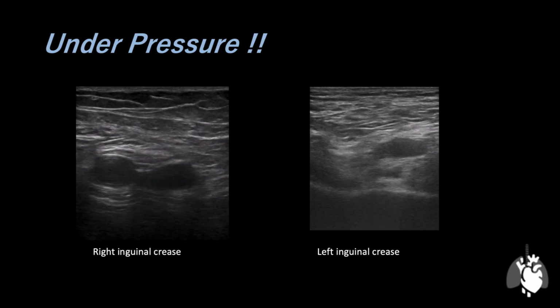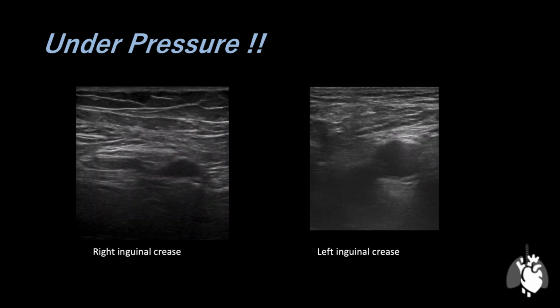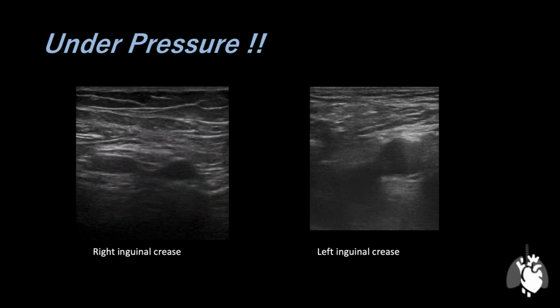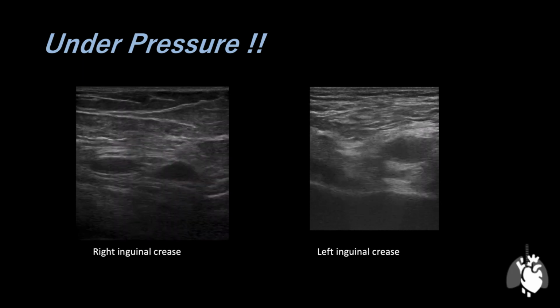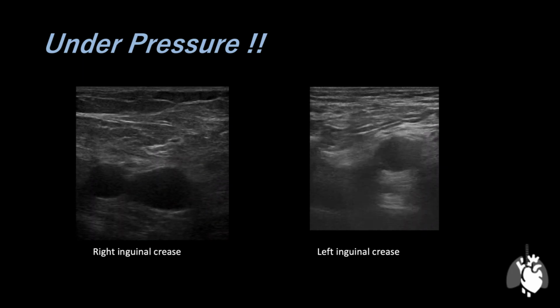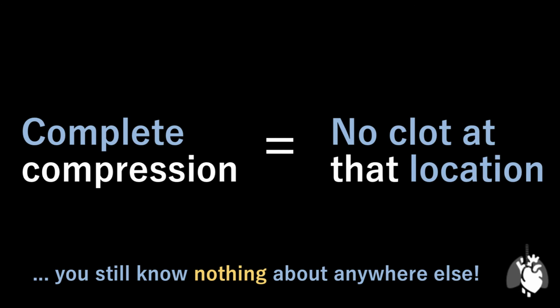The image on the right is showing a vascular bundle from our patient's left inguinal fold. Both vessels compress completely. There is no thrombus in the left common femoral vein at that location. This is an essential point.